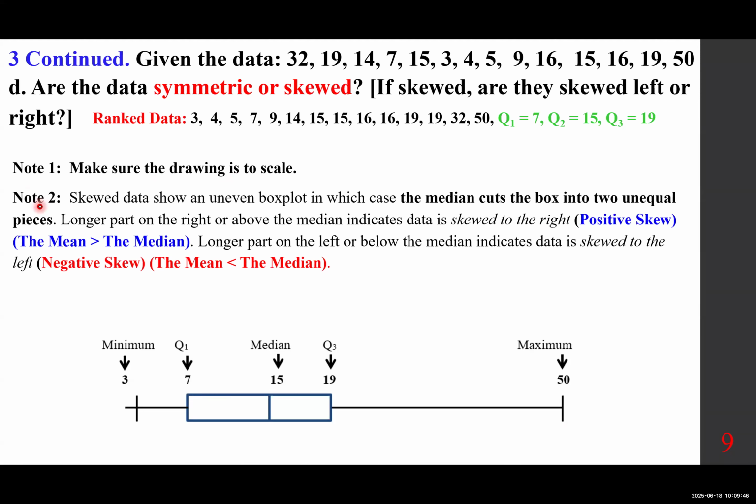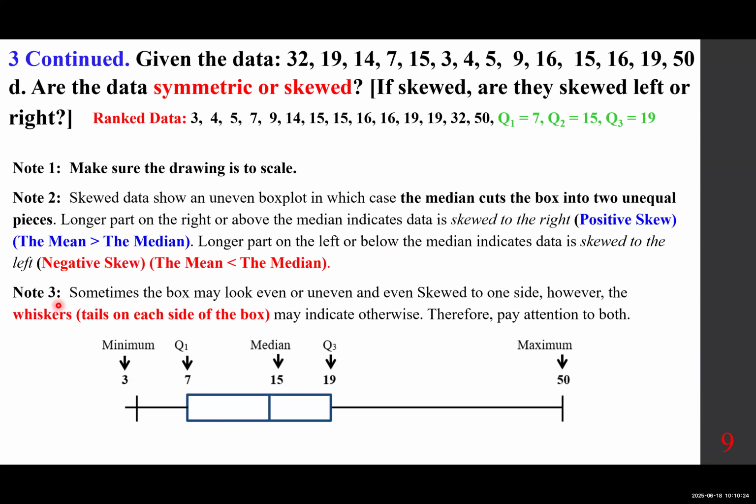Note two. Skewed data show an uneven box plot, in which case the median cuts the box into two unequal pieces. A longer part on the right or above the median indicates data is skewed to the right, or positive skew. The mean is larger than the median. A longer part on the left or below the median indicates data is skewed to the left, or negative skew, in which case the mean is less than the median.